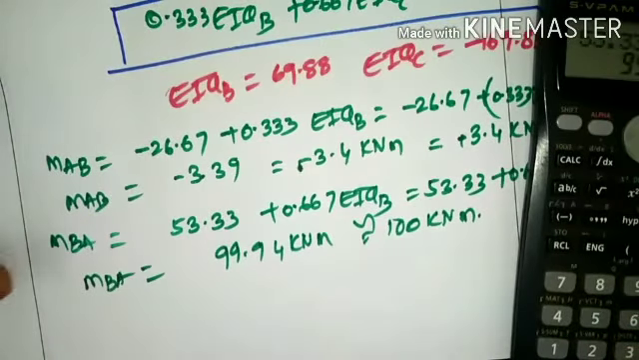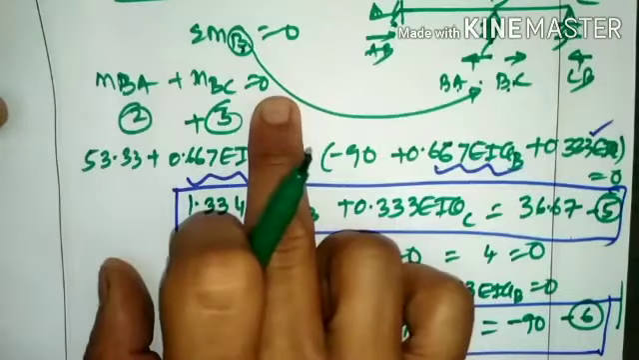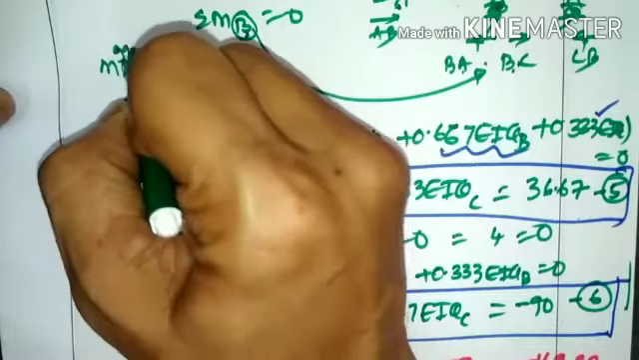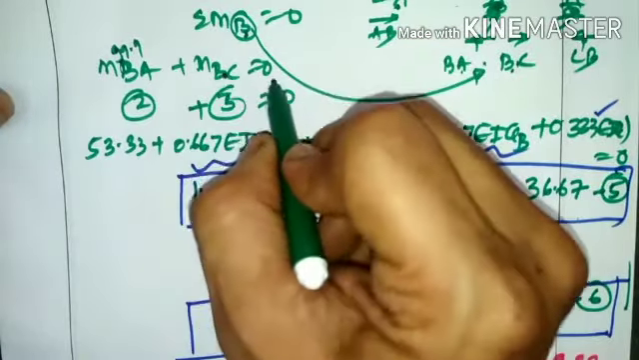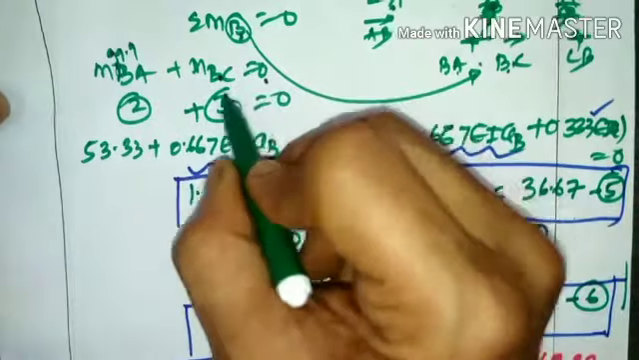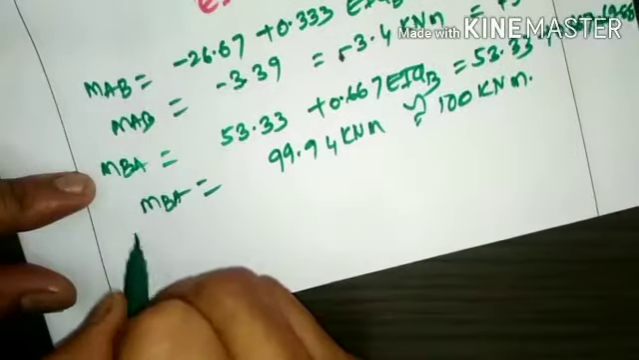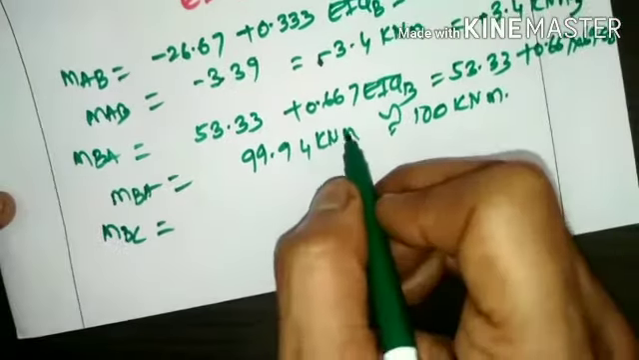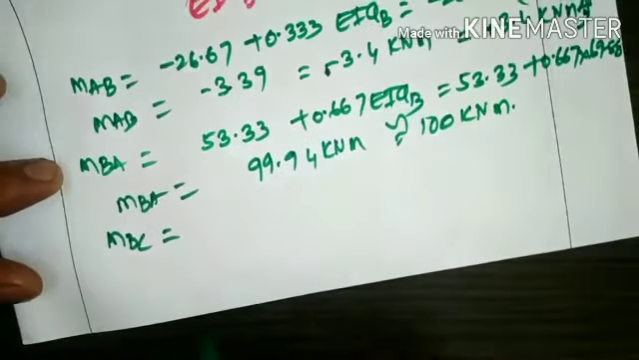Now MBA plus MBC should come out to 0. If I already have this as 99.99, then this has to be minus 99.9, so that it comes out to 0. That will verify as a check for MBC. So before getting the value of MBC, I need to keep in mind that after substitution it should come out as 100 or 99.94.